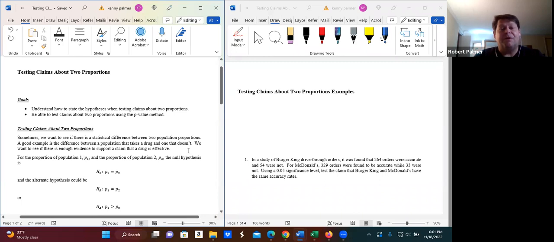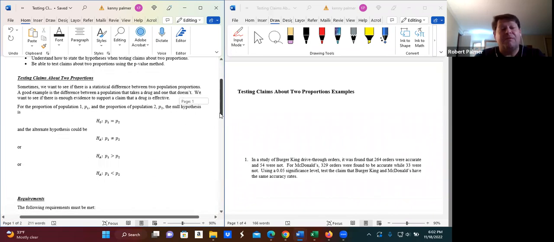Often in drug tests they use what's called a placebo, where people are not actually taking the drug, though they don't know that. The goal is to find out if the drug actually has an effect or not. Obviously, if it's a drug, you want to believe that the proportion of people who get better is higher with the drug than without the drug. So, hypothesis setup will be very similar, except this time we're comparing proportions.